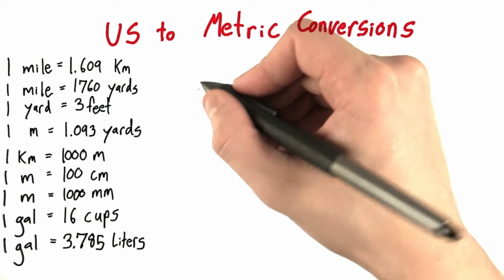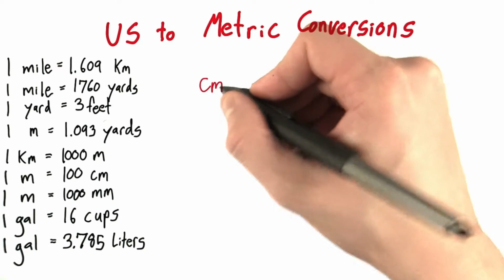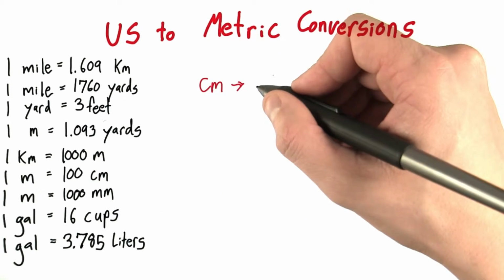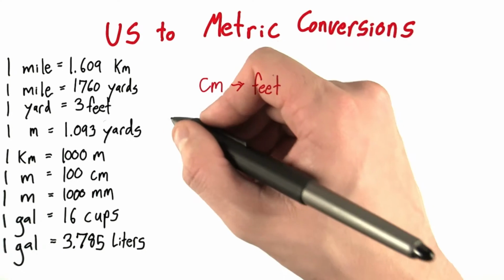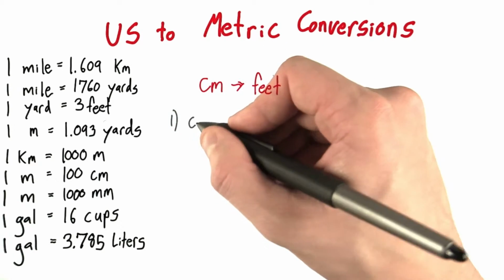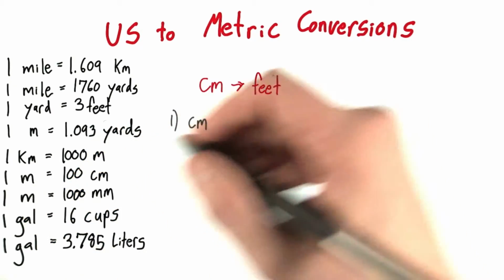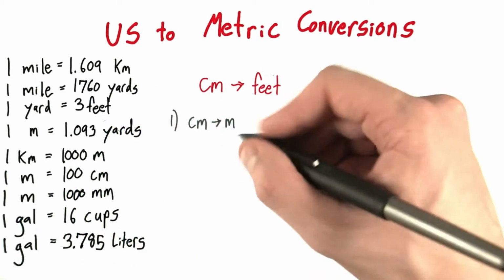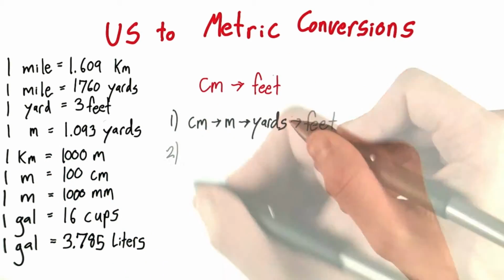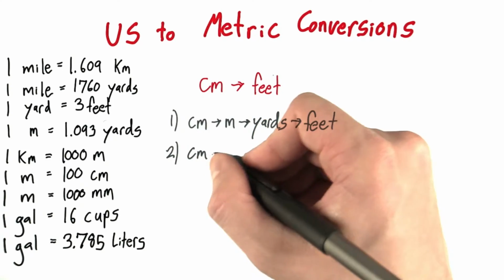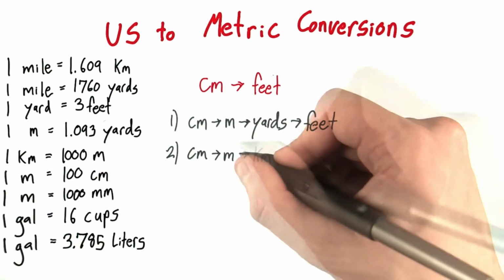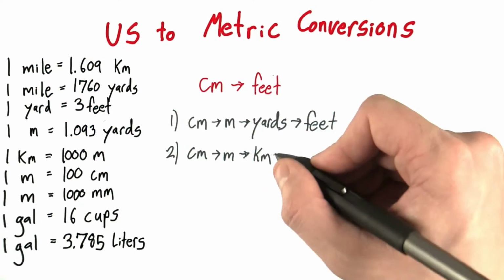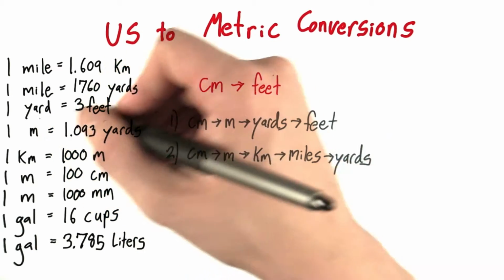Now, let's say you wanted to convert a distance that you knew in centimeters to a distance in feet. There's a few things you could do. One option is you could start with centimeters, convert to meters, then convert from meters to yards, and then go from yards to feet. Or maybe you want to go from centimeters to meters, and then from meters to kilometers. Then maybe from kilometers to miles, miles to yards, and yards to feet.